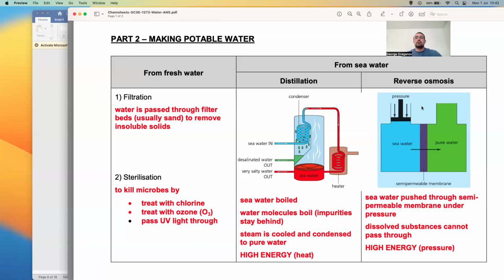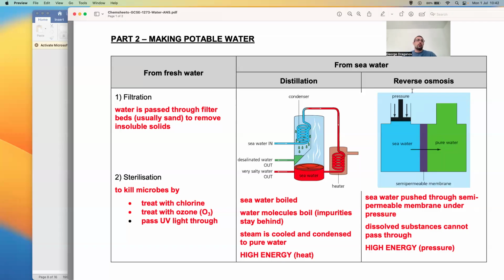Now, reverse osmosis is when you're going, instead of going from a high to a low, you're going from a low to a high water potential. So you apply very high pressure, which unfortunately is also high energy, and then it will push the seawater through this semi-permeable membrane. And this membrane will only allow the water particles to go through, and it will not allow ions or other dissolved substances to pass through. So it's a specialized semi-permeable membrane that only lets water through.